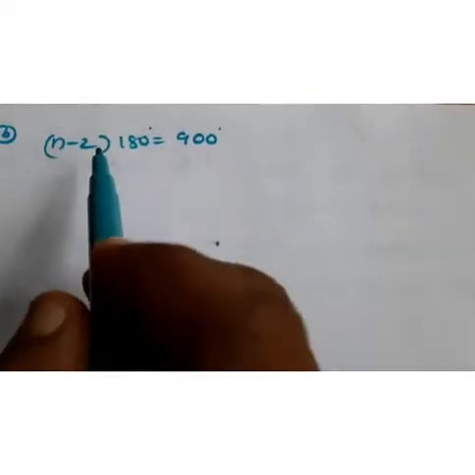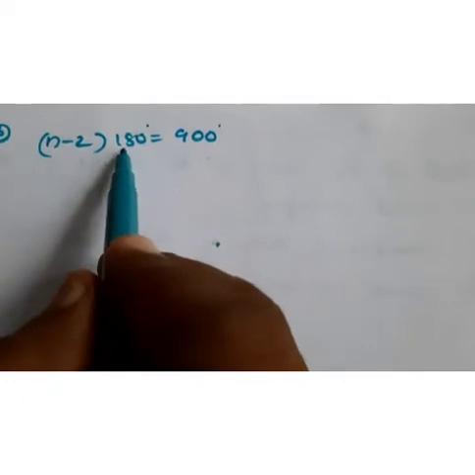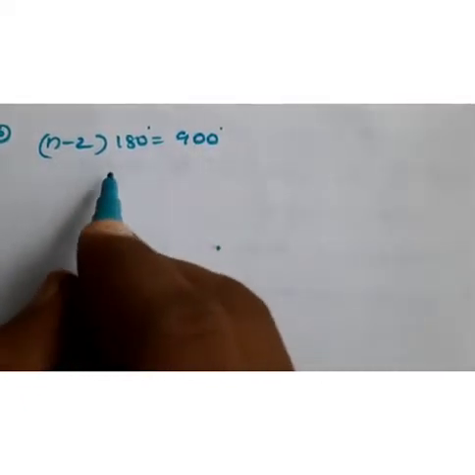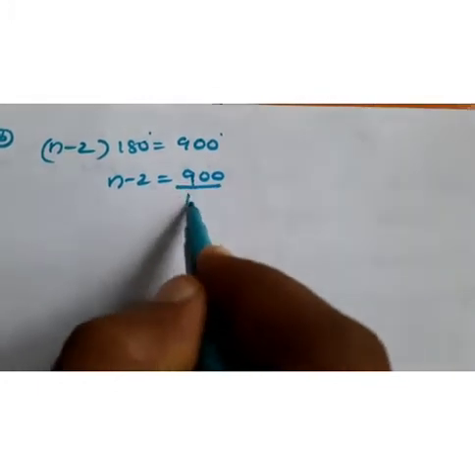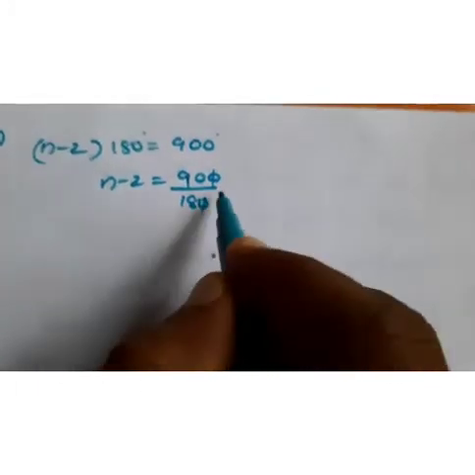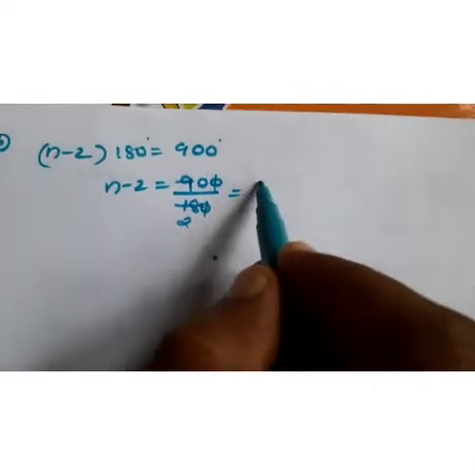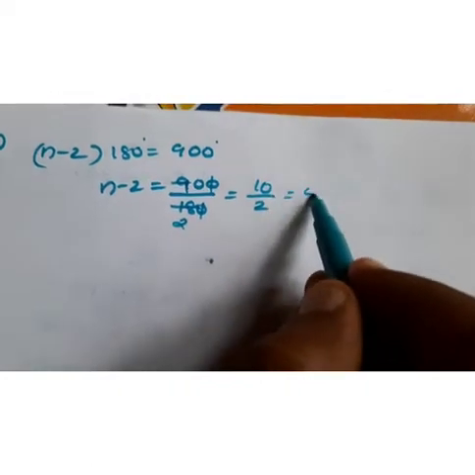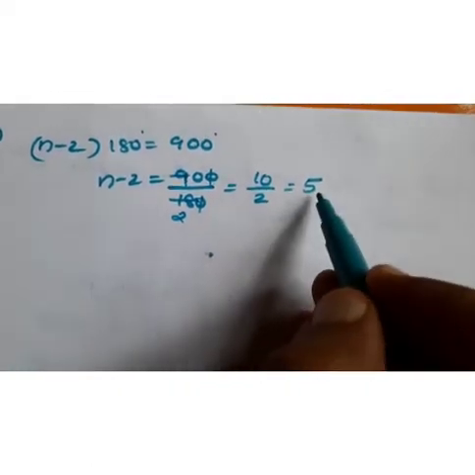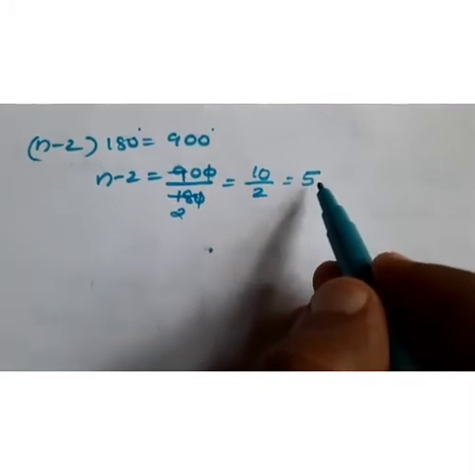See the second part. (N minus 2) into 180 is 900. So n minus 2 is 900 by 180. 0 0 will be cancelled. 9 2s are 18. So 10 by 2 we will get. Here 0 is there. So the answer is getting 5. So you are getting a correct number. So this is a multiple of 180.